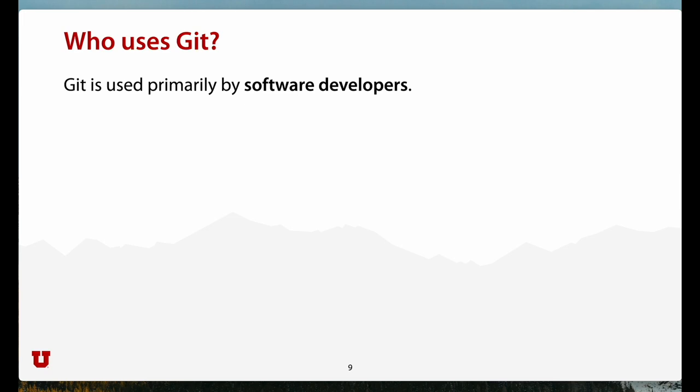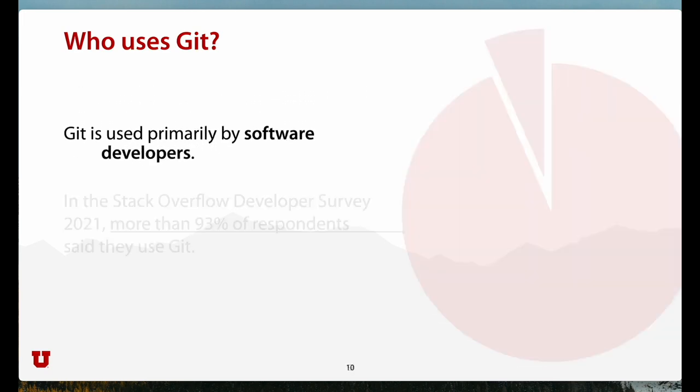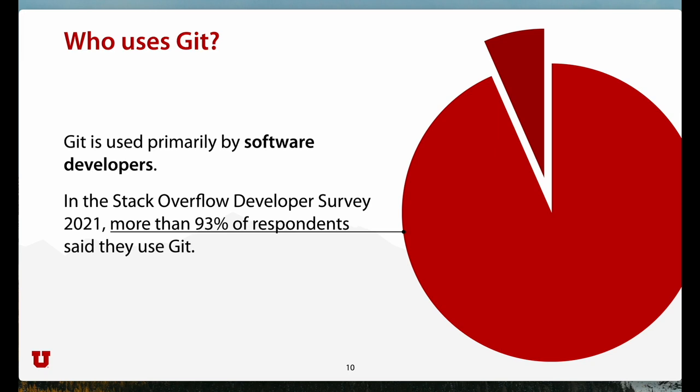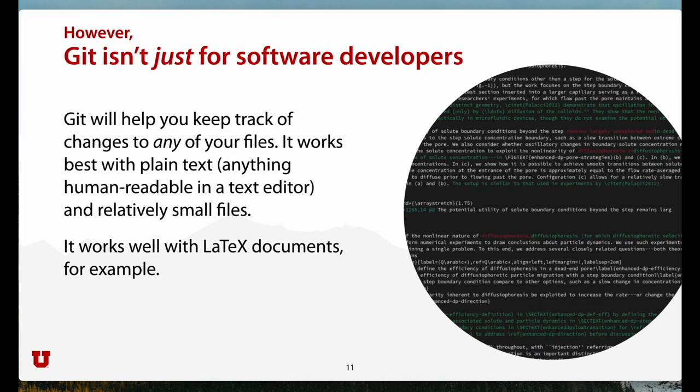Who uses Git? Principally, it's used by software developers. In the Stack Overflow Developer Survey in 2021, more than 93% of respondents said they use Git. The other 7% should probably start using it. And interestingly, this is the last year that this question was asked on the Stack Overflow Developer Survey, probably because everyone's just using Git for version control, or mostly everyone. There are a few alternatives, but it's definitely the largest among software developers.